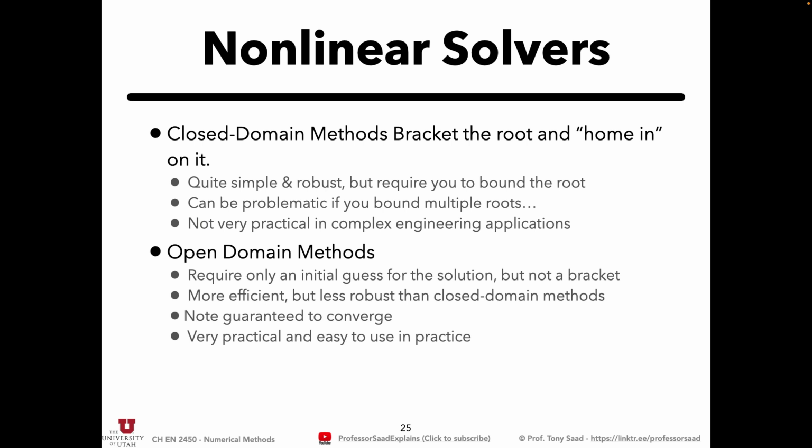Open domain methods, on the other hand, start with just one initial guess. Just give me 1 point, and I'll figure out my way to get to the root. And you essentially trace where the function is headed towards 0. You follow its descent or ascent, okay, to get to the 0 of that function. If you're negative, you're going to go up. If you're positive, you're going to go negative slope so that you get to the root.